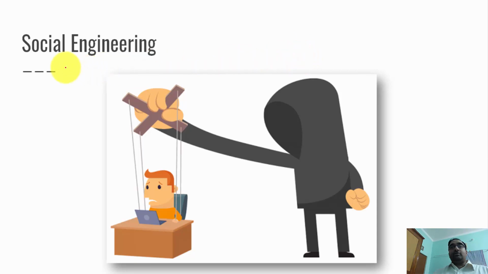So in this session we are going to look at social engineering. It is one of the techniques used by hackers or attackers to gather information from their targets. As you can see in the picture, the hacker or attacker is using this person as a puppet. It's like the hacker is controlling this person. What happens in social engineering is the attackers will play with the emotions or the human behavior or thinking.